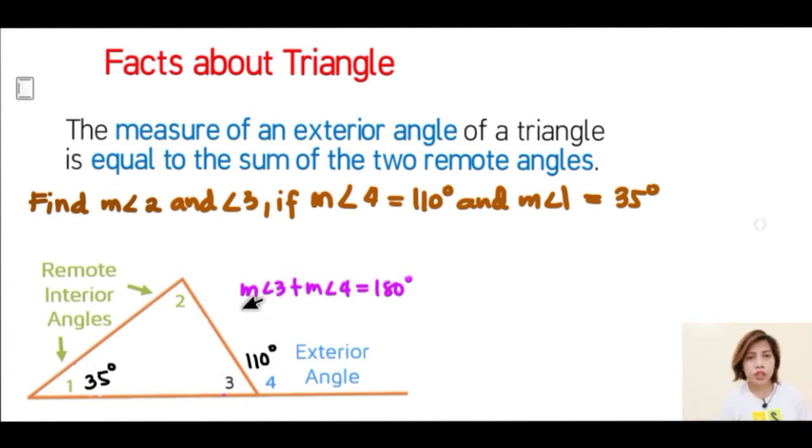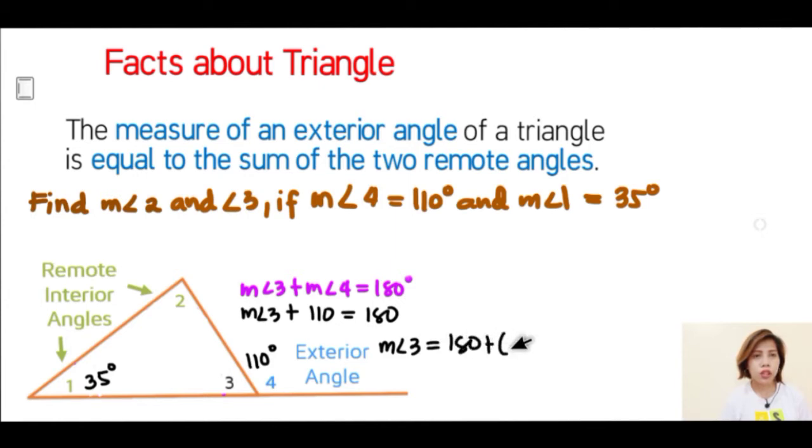So, measure of angle 3 hindi natin alam. So, ilagay lang po natin dyan. And then, measure ng angle 4 ay 110. Then, 110 is equal to 180. And then, measure of angle 3 is equal to 180 plus negative 110 using addition property of equality. So, the measure of angle 3 is equal to 70 degrees. So, si angle 3 ay 70 degrees.